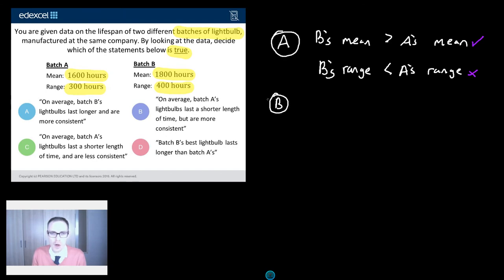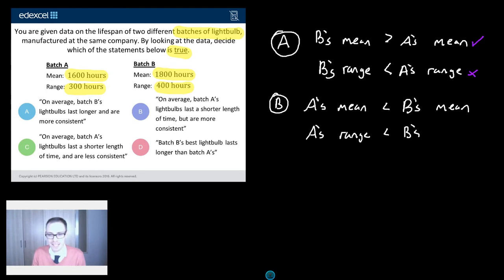B, on average, batch A's light bulbs last a shorter length. So that's telling me that A's mean, if they last a shorter length on average, that's got to be less than B's mean. On average, they last longer, but are more consistent. That's telling me that A's range, if they're more consistent, is also going to be less than B's range. Smaller range, more consistent. Well, is that true?